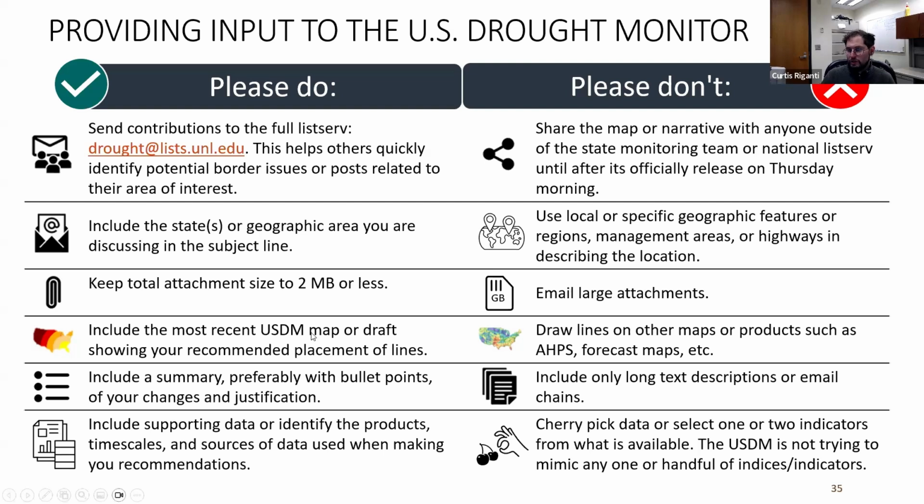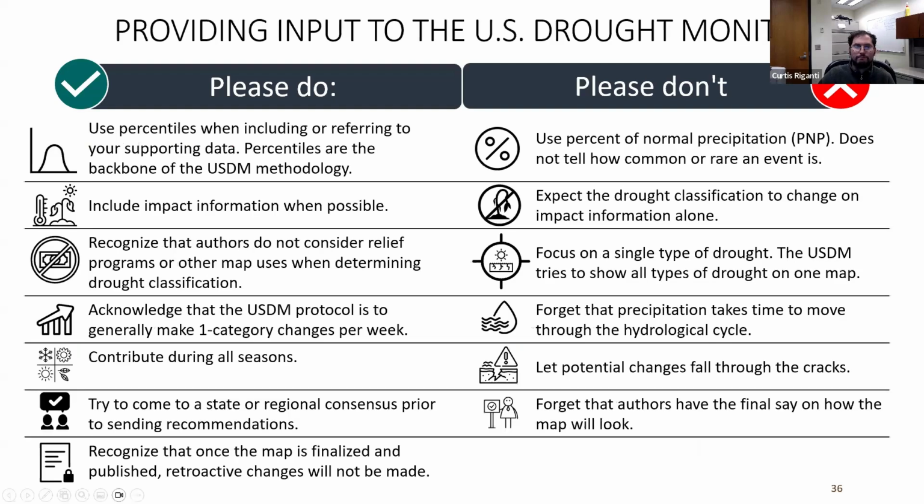And finally, because we're looking at multiple types of data rather than just a few individual data sets when assigning convergence of evidence and evaluating that, try to look at a large suite of data rather than cherry picking just a data set or two when you're assigning different change levels. So again, we're looking for percentiles, impact information, and how that aligns to percentiles.